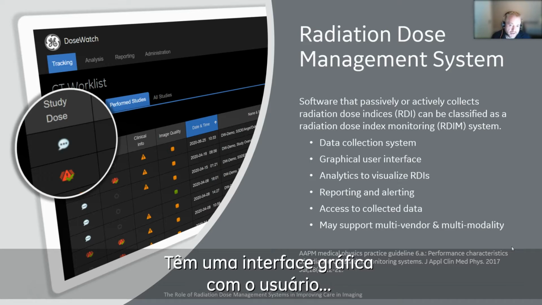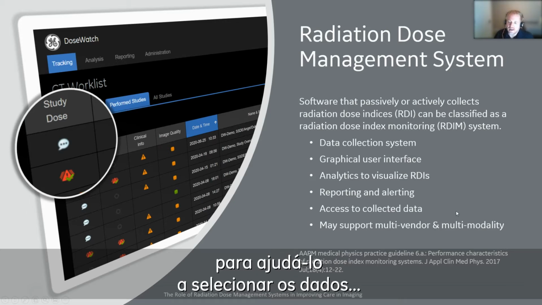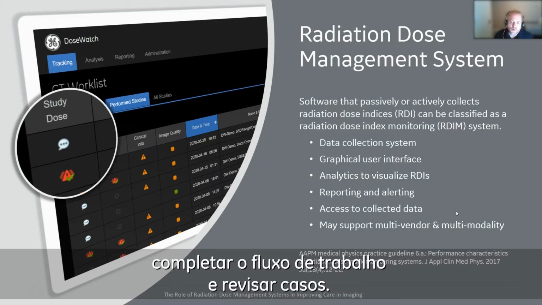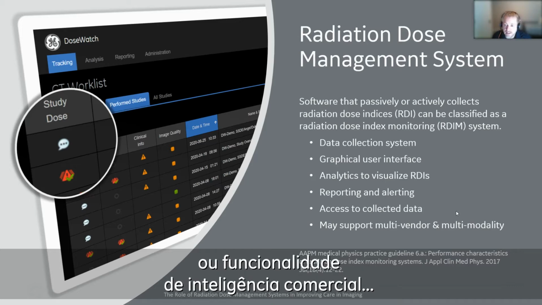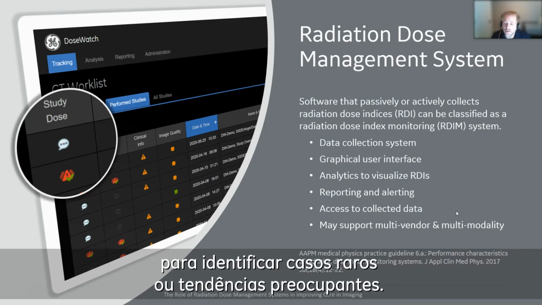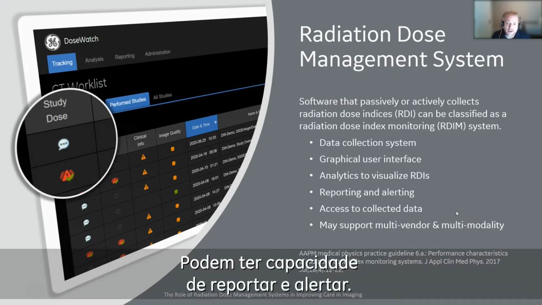They have a graphical user interface, and that's what you see here on the left of the screen as an example, to help you parse through the data and to complete a workflow to review cases. Many of them have built-in analytics or business intelligence functionality to identify unusual cases or concerning trends. They may have reporting and alerting capabilities.